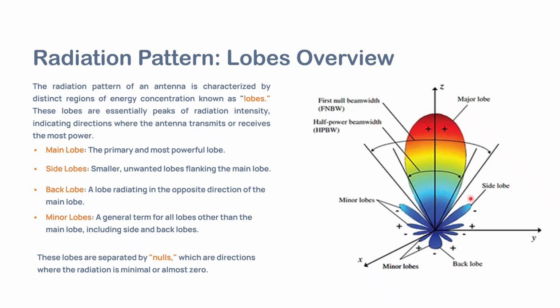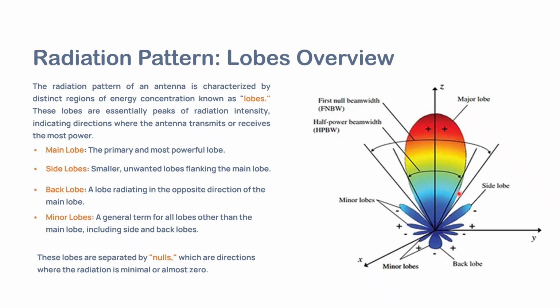Side lobes are the undesired lobes which are very adjacent to the main lobe or the major lobe. We call them side lobes. And the lobe which is exactly 180 degrees opposite to the major lobe, we call it the back lobe.